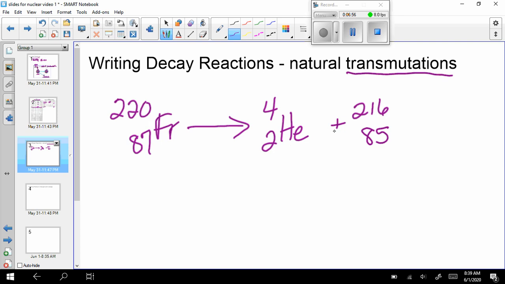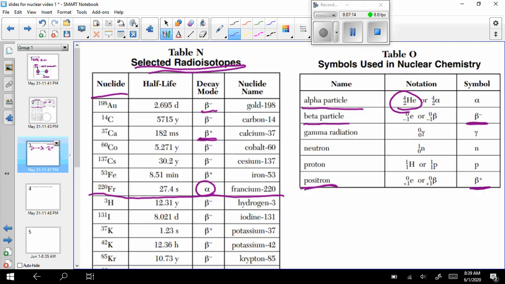So this would fall apart into these two things. Now I go look up element 85 on the periodic table, and it's At. So it became a slightly more stable atom by changing into this element instead of this element. Let's do another one. All right, let's do this one.